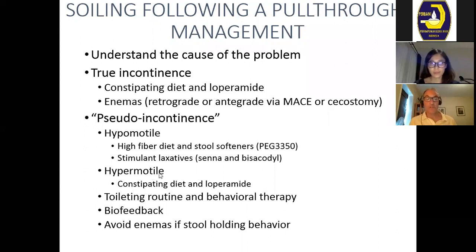These kids need stimulant laxatives such as Senna or Bisacodyl to help empty their rectum and keep their rectum empty. In hypermotility, it's a different story. They're already emptying too much, and these are kids where slowing down the bowel is the way to treat them. So we put them on a constipating diet, and we put them on loperamide to help slow things down. And usually that works. Sometimes small volume enemas can also be helpful in these kids.